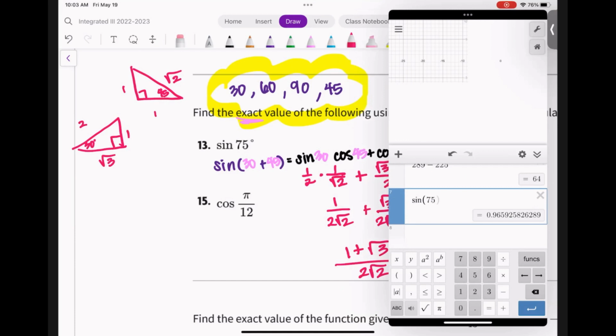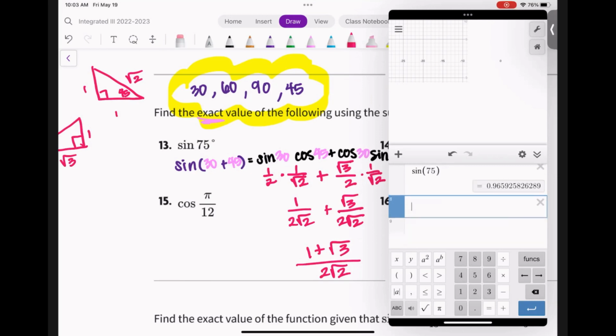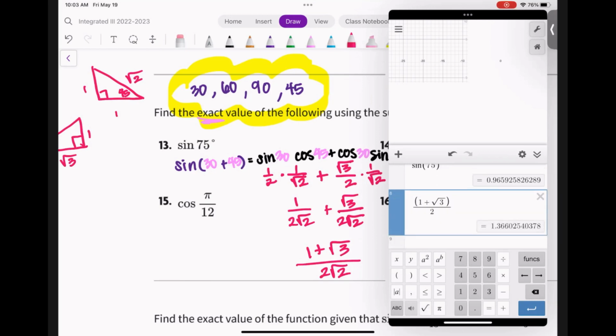And whenever someone asks you for exact values, I can't give you exactly sine of 75 from my calculator because I'd have to write all those numbers plus all the numbers that the calculator is not showing you, which apparently I can't write because I don't know them. So I'm just going to prove to you that this is correct by plugging this in. So 1 plus root 3 divided by 2 root 2. Do you see how they're exactly the same digits that they showed me? That means that I'm right.